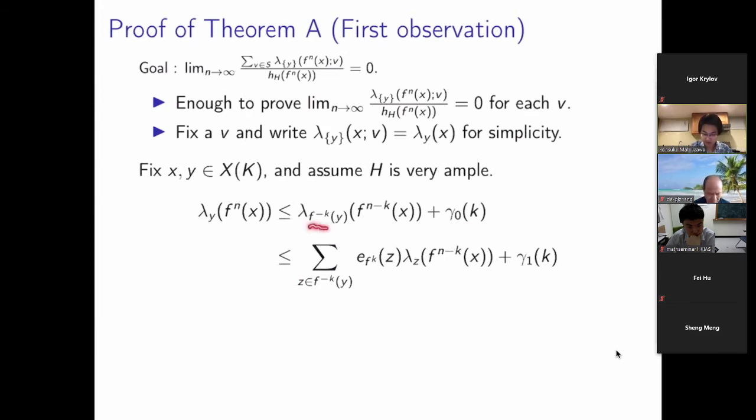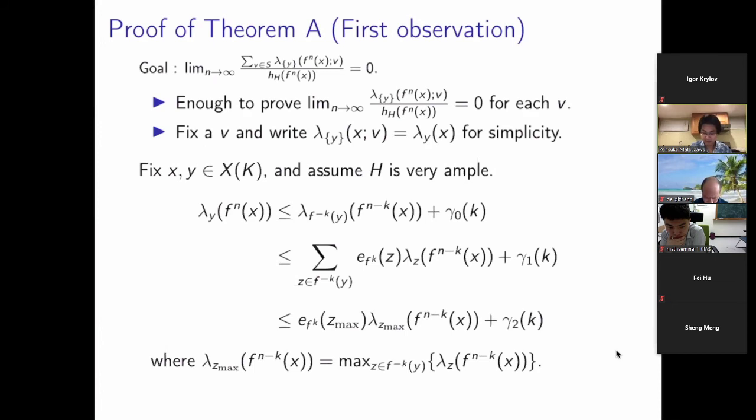And because this preimage consists of several points, we break it up into a sum of local height functions associated with each point, and we need some constant. So this is the ramification, the multiplicity of f to the k at each point z in the preimage. Okay, and we again have a constant depending on k.